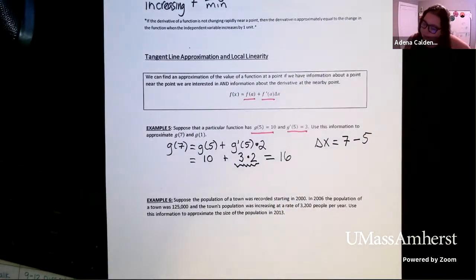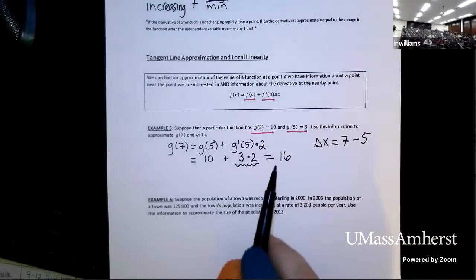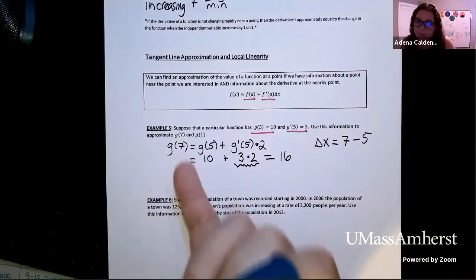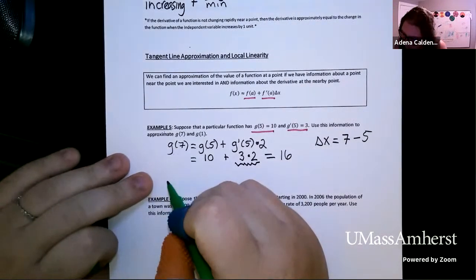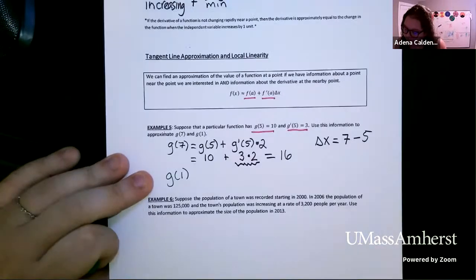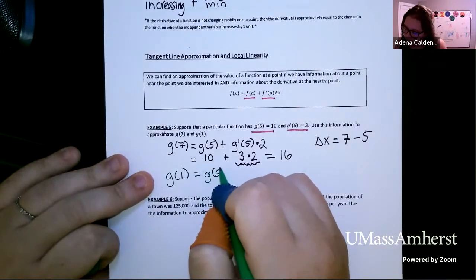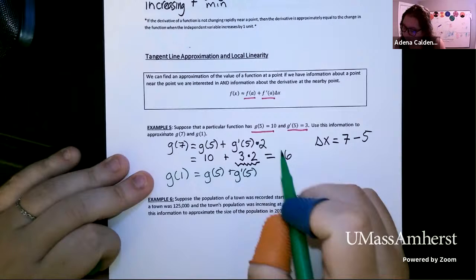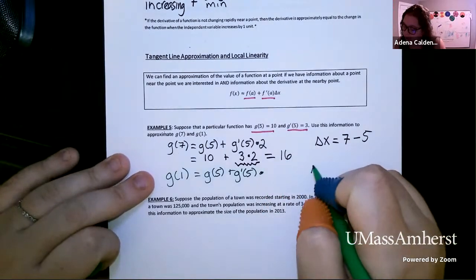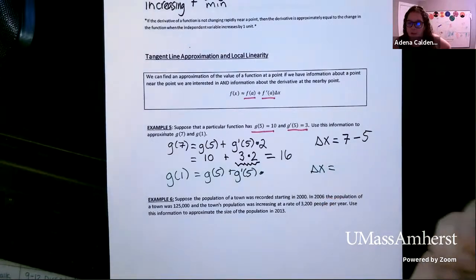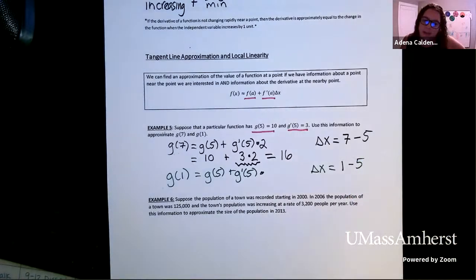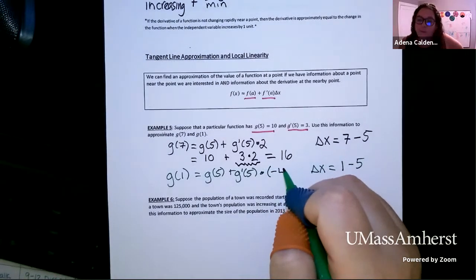So my approximation value of this function at 7 is 16. Now, if I wanted to do this for g of 1, the other value that I'm interested in, I set it up the same way. So g of 5 plus g prime of 5. Again, I'm using 5 because that's the information I have, times delta x. My delta x in this situation, the number I want is 1, minus the number that I have, which is 5. So 1 minus 5 is -4.